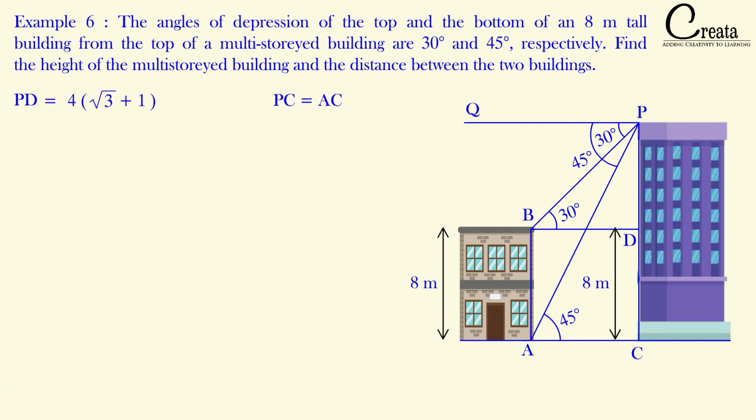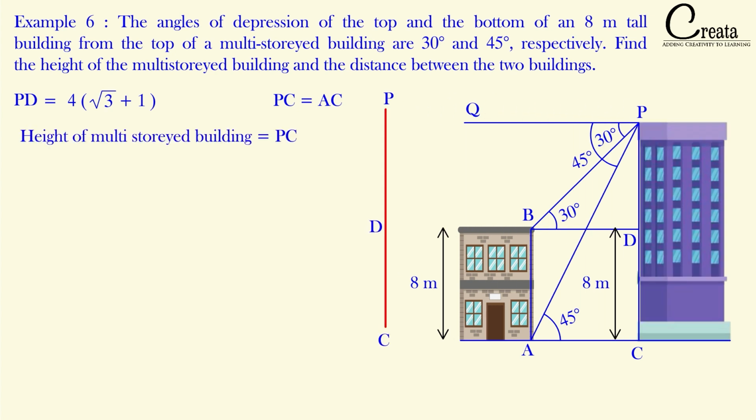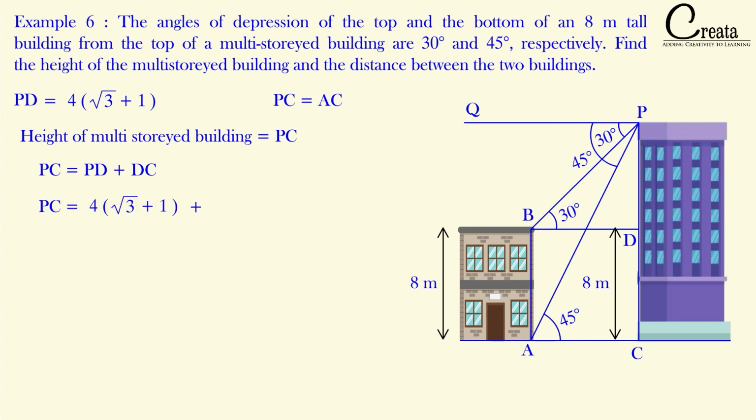So let's find the height of the multi-story building, which is PC, and PC is equal to PD plus DC. And just now we have calculated PD as 4 into root 3 plus 1 and DC is equal to 8 meter. So our answer, that is the height of the multi-story building, will be equal to 4 into root 3 plus 3. The simple mathematics we have applied.